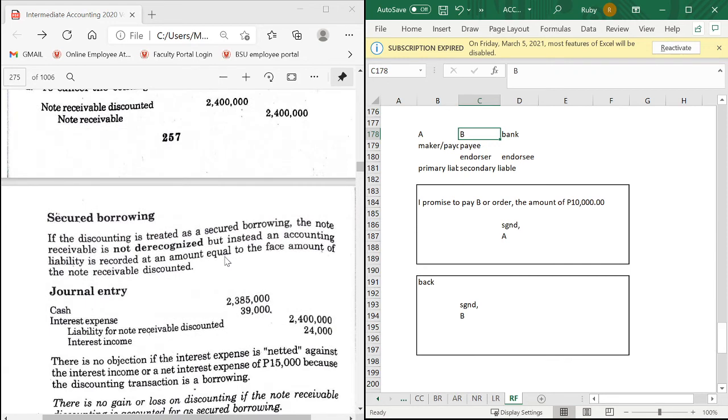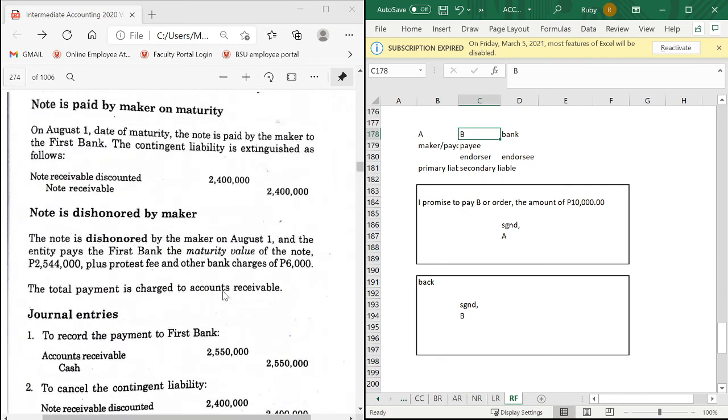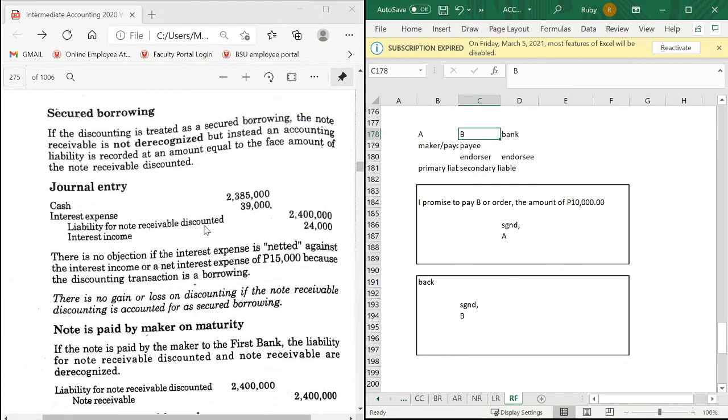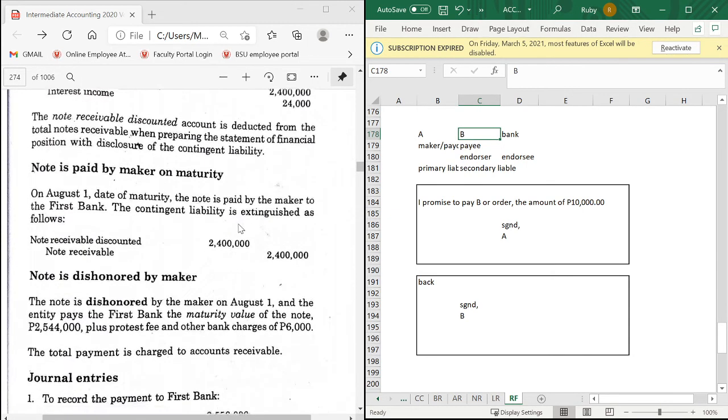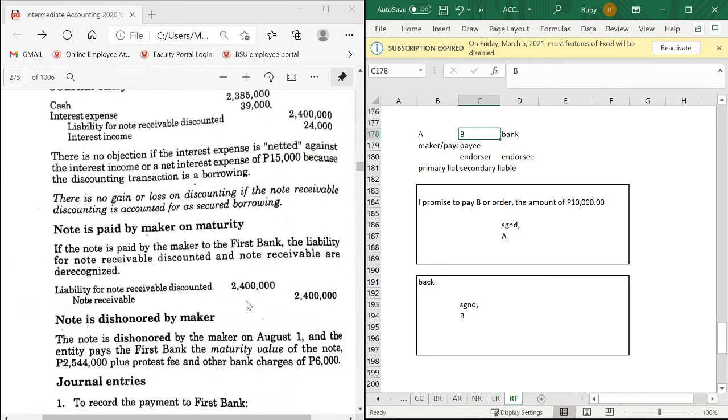Secured borrowing. Journal entry, ang difference niya is liability for note receivable discounted. Note receivable discounted. Liability for note receivable discounted. 24,000. There is no objection if the interest expense is netted against the interest income or the net interest expense of 15,000 because the discounting transaction is a borrowing. There is no gain or loss in discounting if the note receivable discounting is accounted for as a secured borrowing.